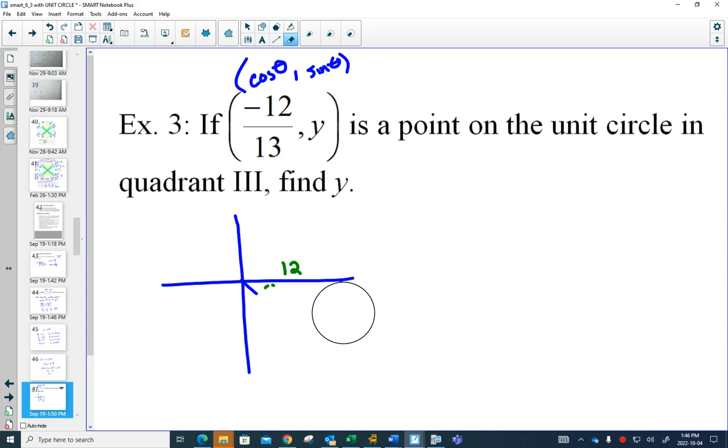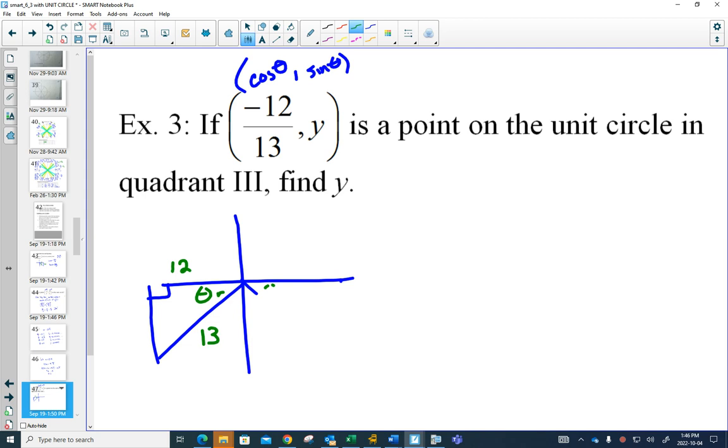I'm sorry. I'd like to say I did that on purpose, but I just was not thinking for a moment and just drew it in the wrong quadrant. This is quadrant 3. And if this is my reference angle, this is still my adjacent side, 12 here, and this is still my hypotenuse over here. That's better, right? Good.